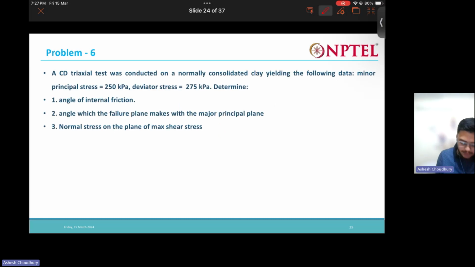Okay. Next problem. A CD triaxial test was conducted on an NC clay yielding the following data: minor principal stress and so on. CD means what? Everything is an effective value, because pore pressure generation is not there. Determine the angle of internal friction. Now if we recall, for a normally consolidated clay, the c value is 0. The c value is 0 both in the CU test and the CD test, for a normally consolidated clay. That fact you are going to use to find it out.